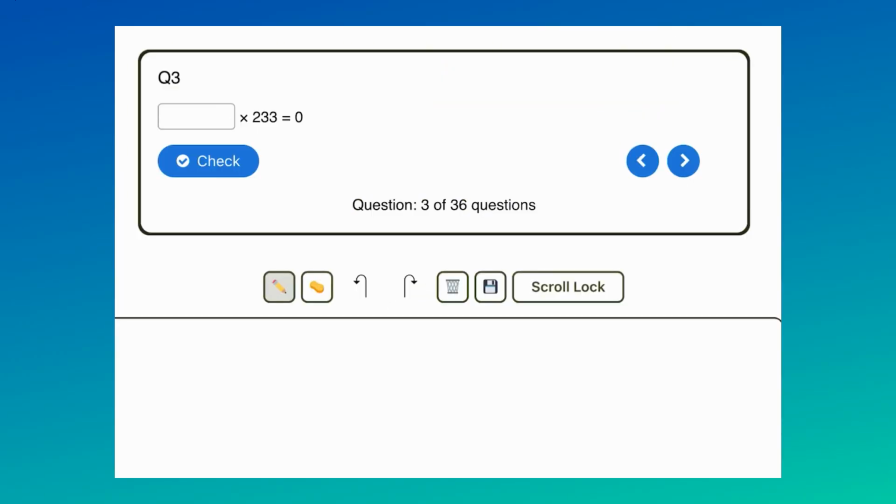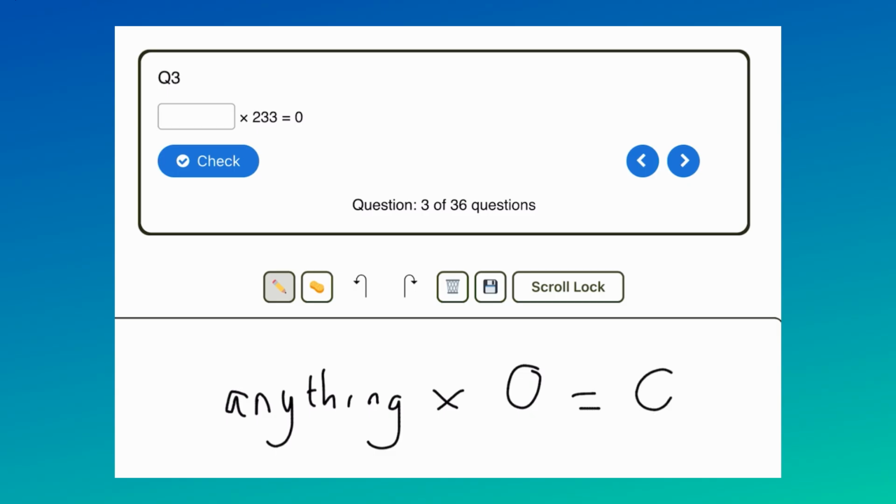Question 3. Something times 233 equals 0. Now it's important to remember that anything times 0 equals 0. So our answer is 0.